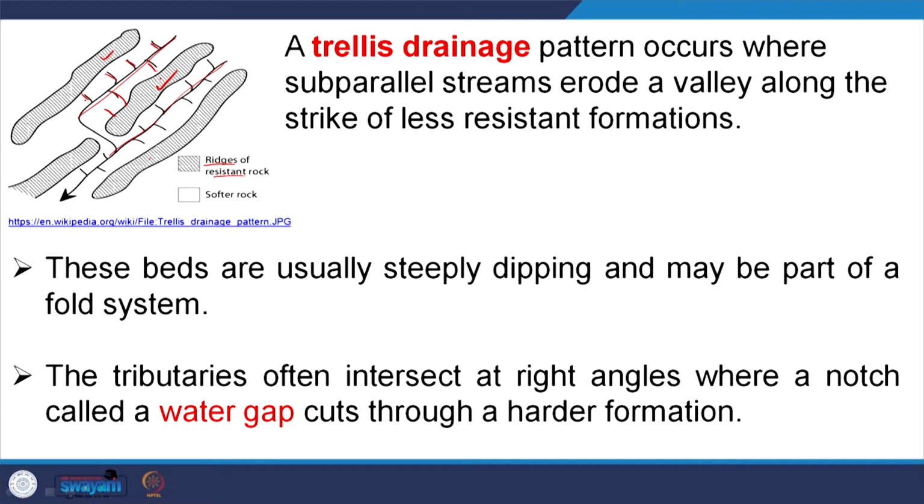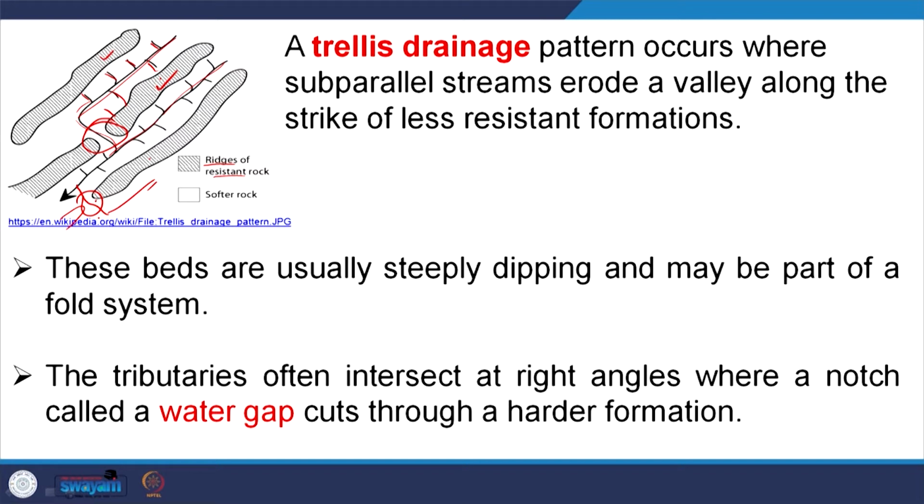These beds are usually steeply dipping and may be part of a folded system. The tributaries often intersect at right angles where a notch called a water gap cuts through a harder formation. This is called a notch or water gap. Here the streams are meeting. Similarly, if a ridge is there, here will be the water gap. A stream may come here and meet here. So, the trellis pattern indicates it may be a folded terrain, it may be an alternate arrangement of hard and soft rock, and the hard rock remains resistant and there is a steep slope.